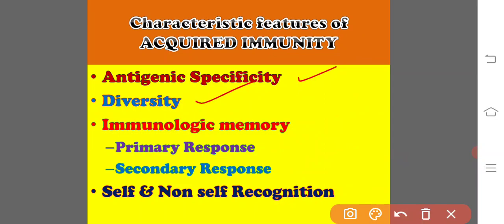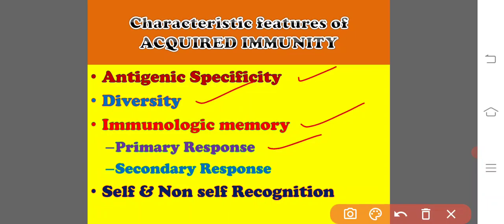Coming to immunologic memory, the immune system exhibits memory on the second encounter of the same antigen by generating a secondary response which is more specific, high-end and quick. The primary response is when the individual is exposed to an antigen for the first time and the production of antibodies takes place. The number of antibodies is less and the time taken for the production of antibodies is more. The immune system memorizes the structure and pattern of the antigens.